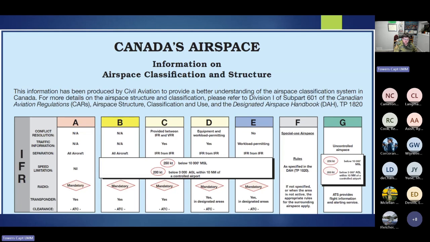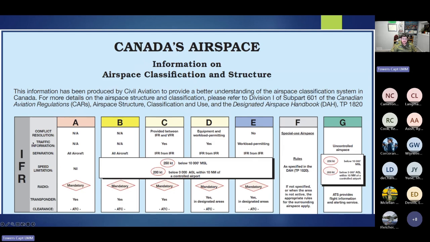So this is kind of an intro table. There's going to be a few different tables that we're going to look at. The PowerPoints will get posted, so don't worry too much about that. But we'll go through the different classifications and what we do with them. So Canada's airspace is split into these 7 classifications. So we've got Class A, we've got B, C, D, E, F, and G.